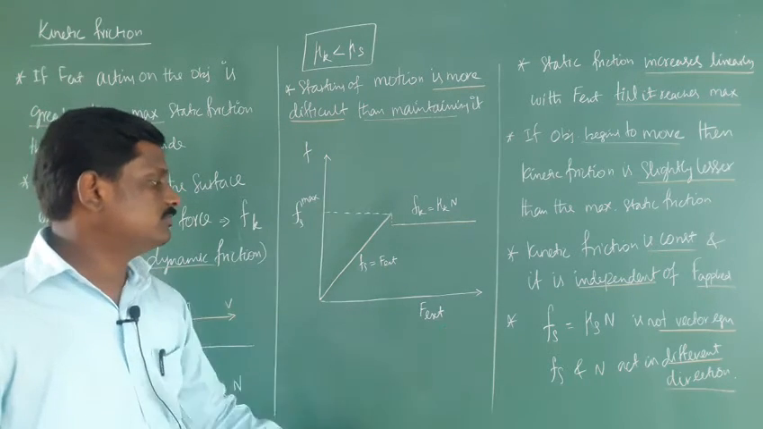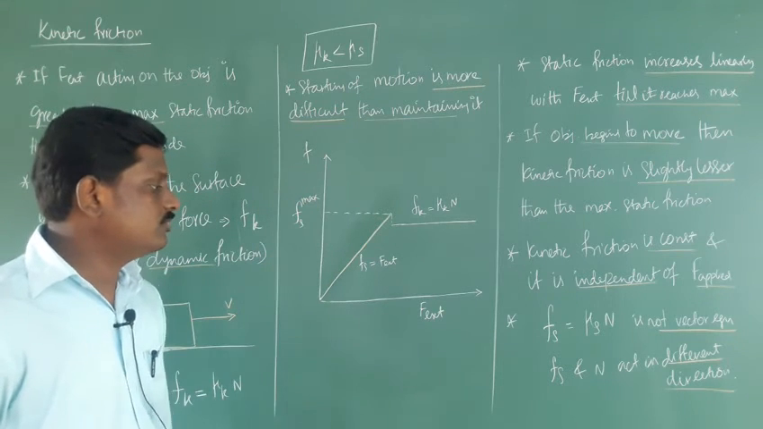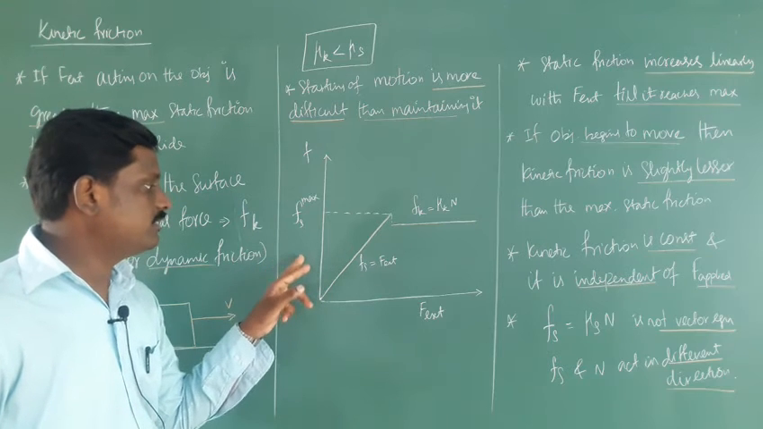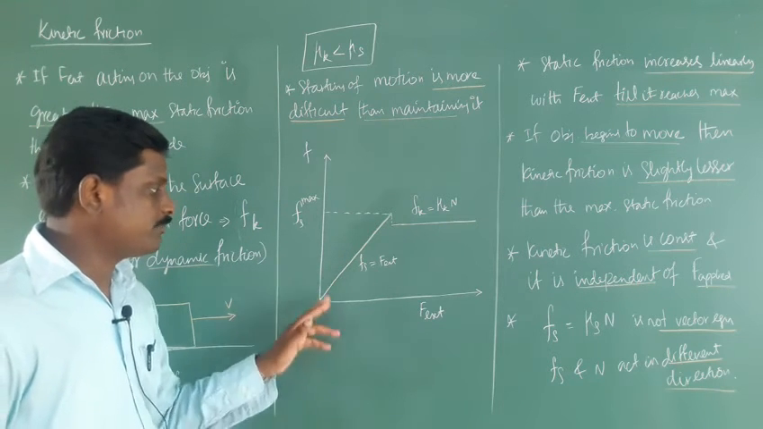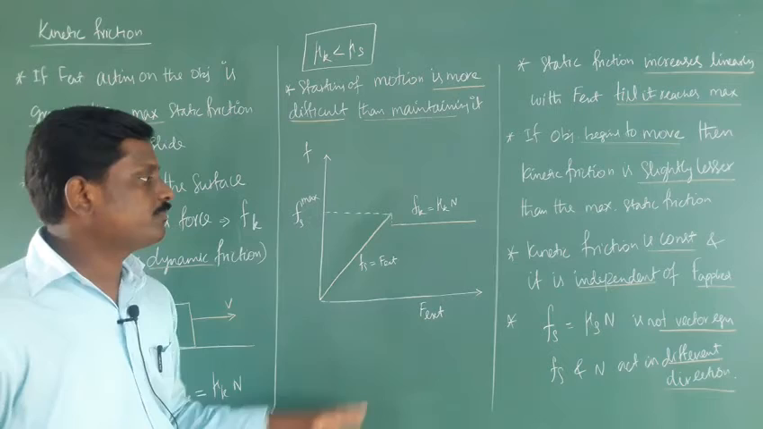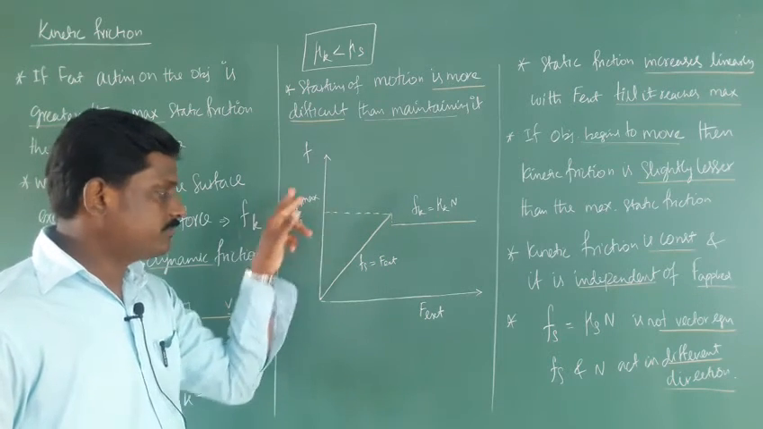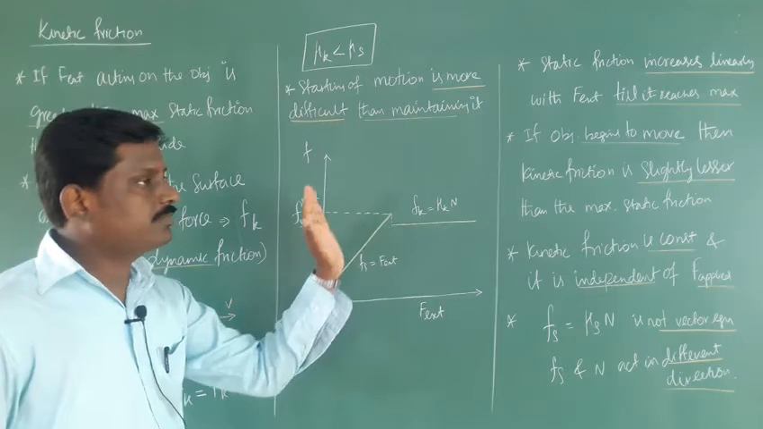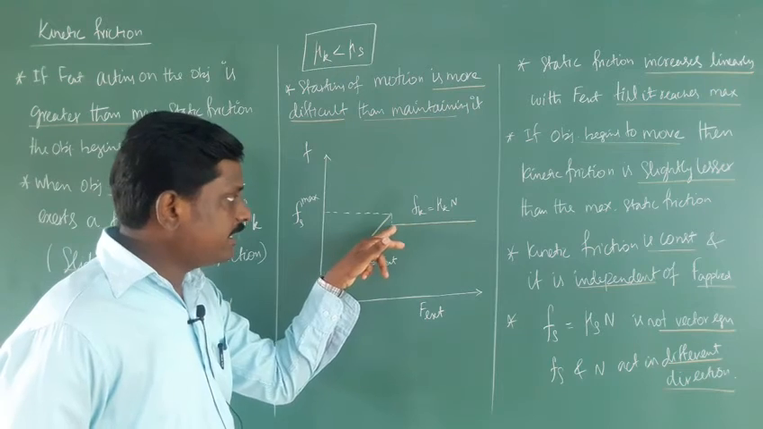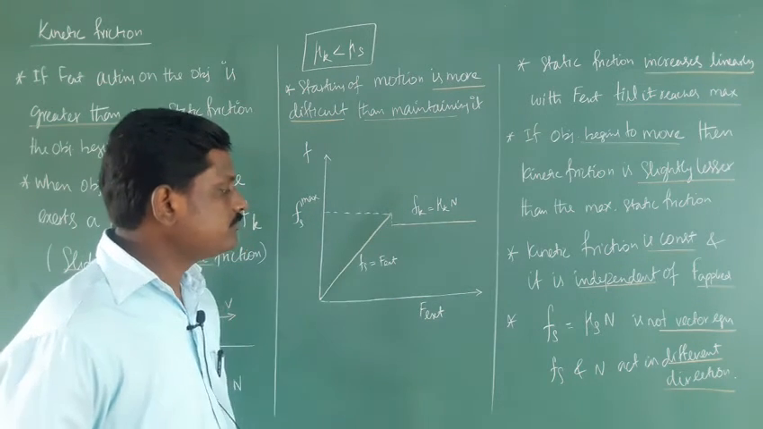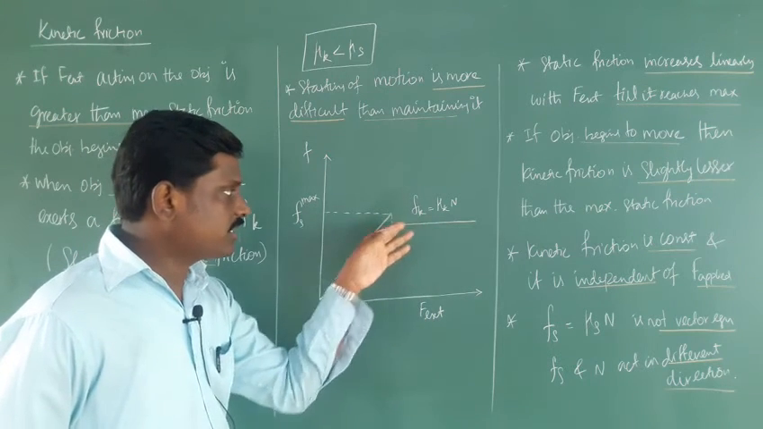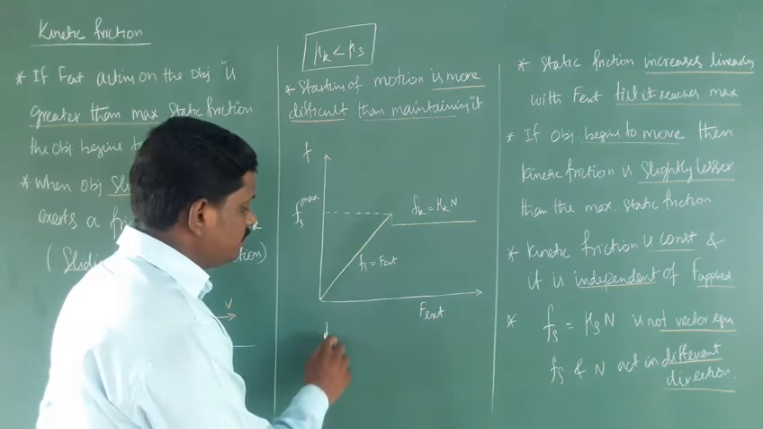Now if we see the graph of external force versus frictional force: initially we are applying the force, and the frictional force acts in the opposite direction and the object is at rest. The external force varies linearly with the static frictional force. At one point Fs max reaches the maximum, after that the object begins to move. After that the frictional force is kinetic friction, and it is constant, whatever external force we apply.